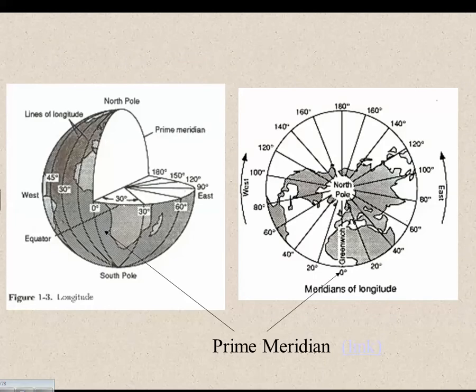So here's a cutaway section of the Earth. You can see lines of longitude start at the North Pole and they run all the way down to the South Pole. Now that right there is 15 degrees to the left of the prime meridian. To the left is west. So that's 15 degrees west, 30 west, 45 west, and going the other direction to the right of the prime meridian would be 30 degrees east, 60 degrees east, 90 degrees east, 120 degrees east, all the way around to the international dateline at 180 degrees.